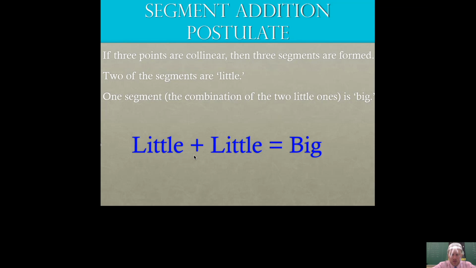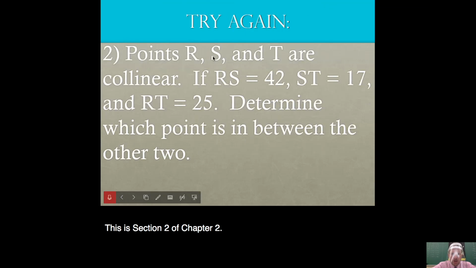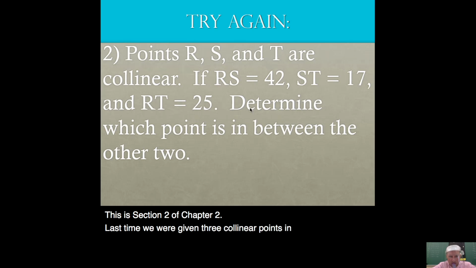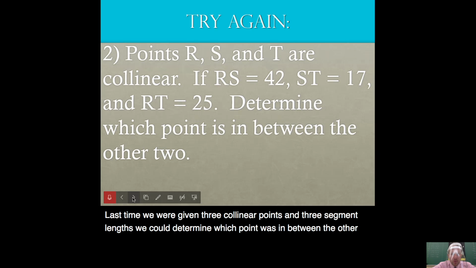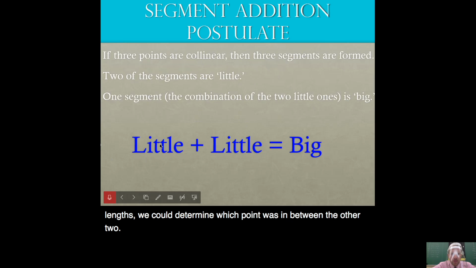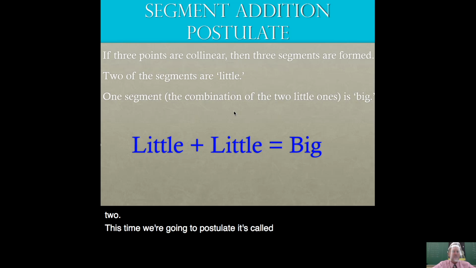This is section 2 of chapter 2. Last time we were given 3 collinear points and 3 segment lengths. We could determine which point was in between the other 2. This time we're going to look at a postulate. It's called the segment addition postulate.